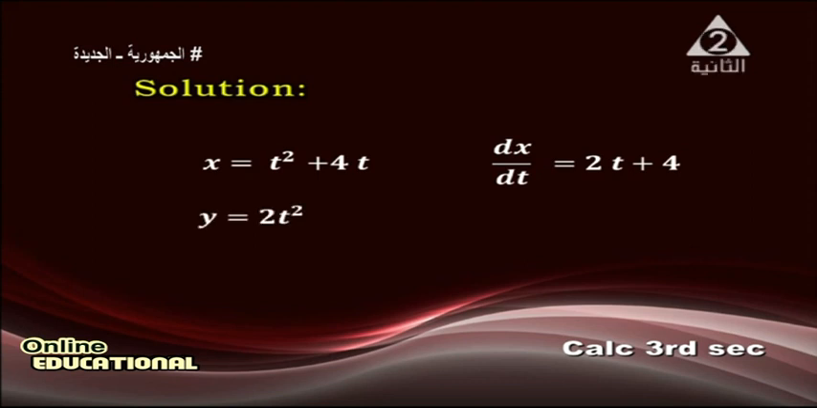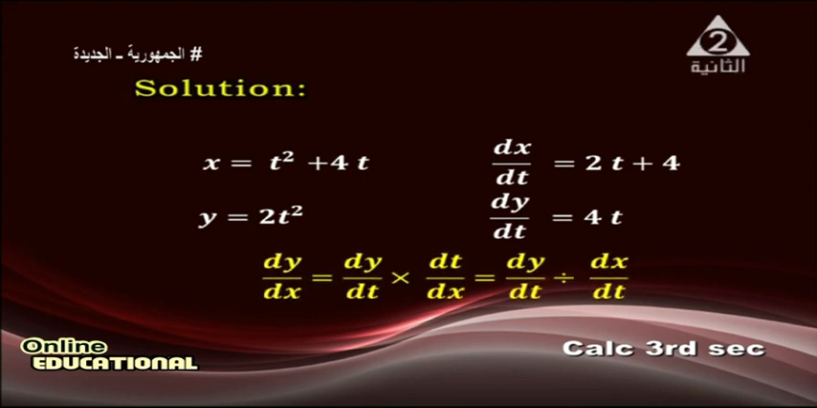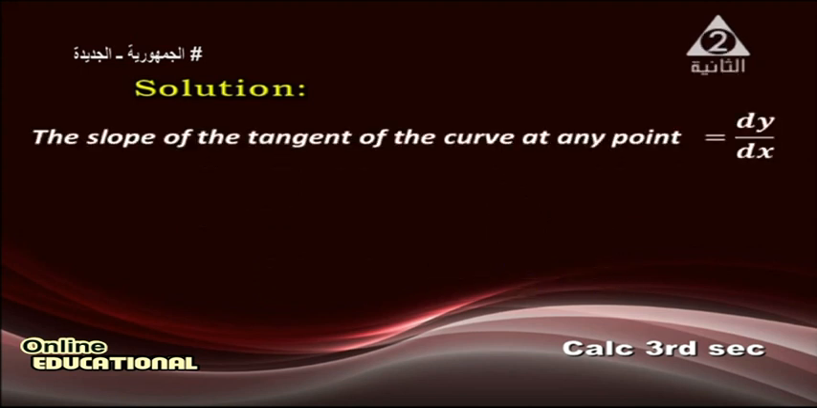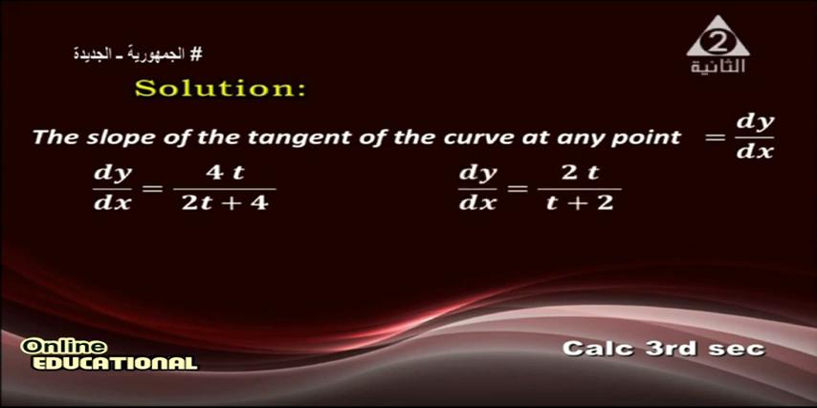And we have y equals 2t power 2. Then dy/dt equals 4t. We know that dy/dx equals dy/dt multiplied by dt/dx, or dy/dt divided by dx/dt. Then the slope of the tangent of the curve at any point equals dy/dx. dy/dx equals 4t divided by 2t plus 4. We can simplify the expression, then dy/dx equals 2t over t plus 2.